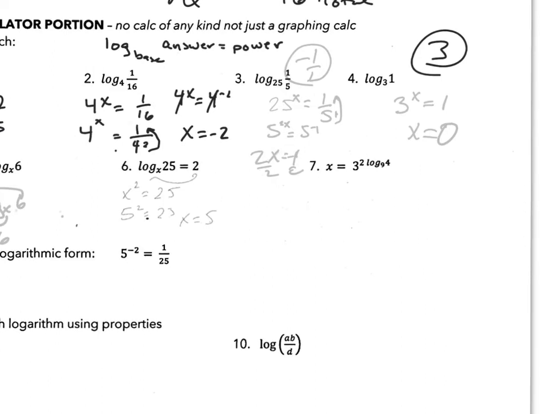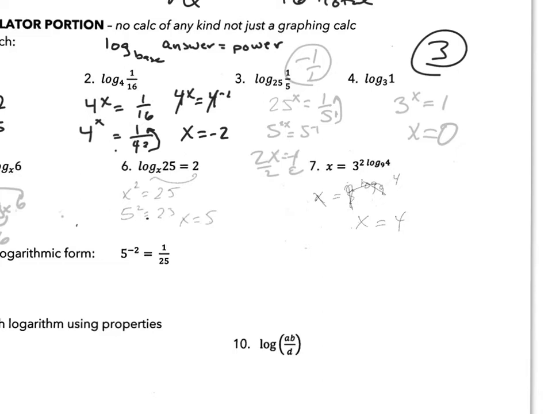Now for number 7, it looks crazy. It's really not too crazy though, honestly. So this is 3 squared is 9. And then this is log base 9 of 4. When the bases match, everything's gone. So simply it's x equals 4.